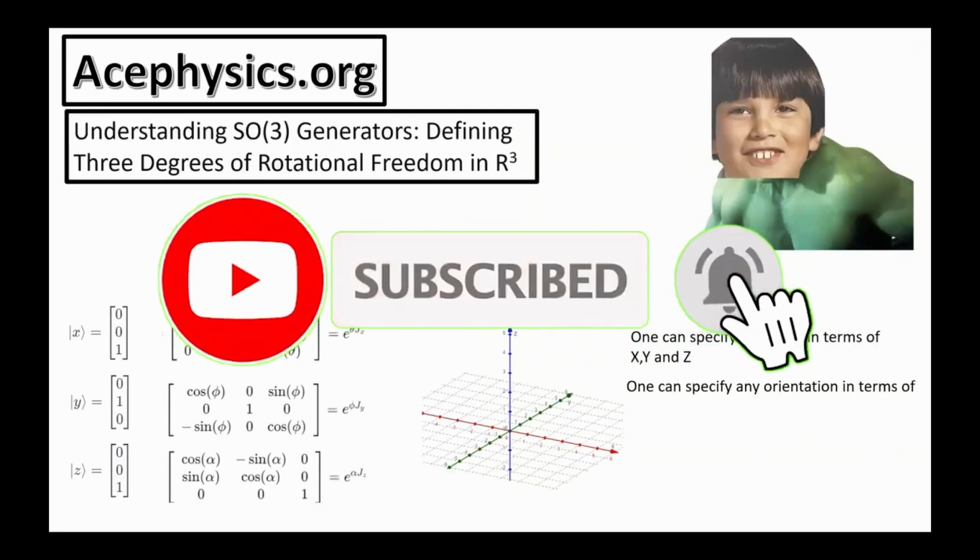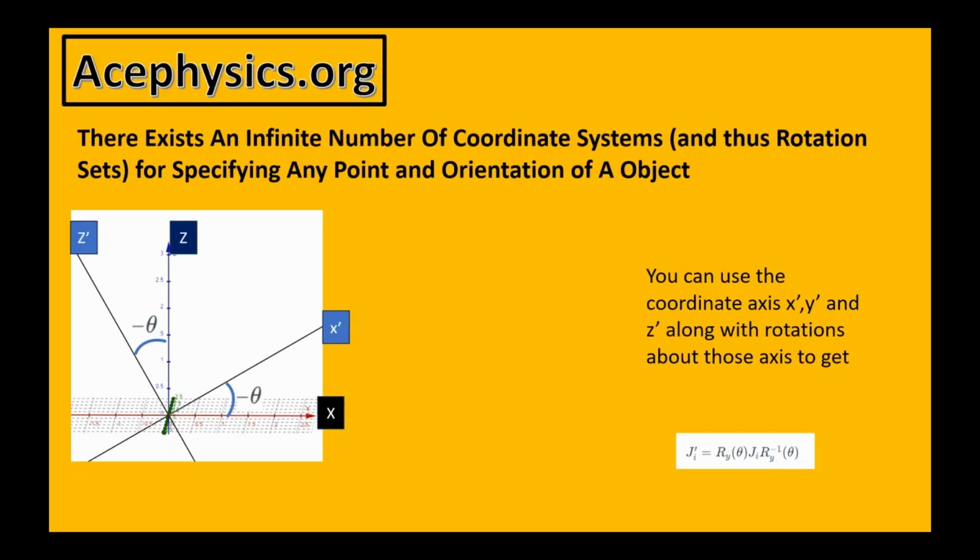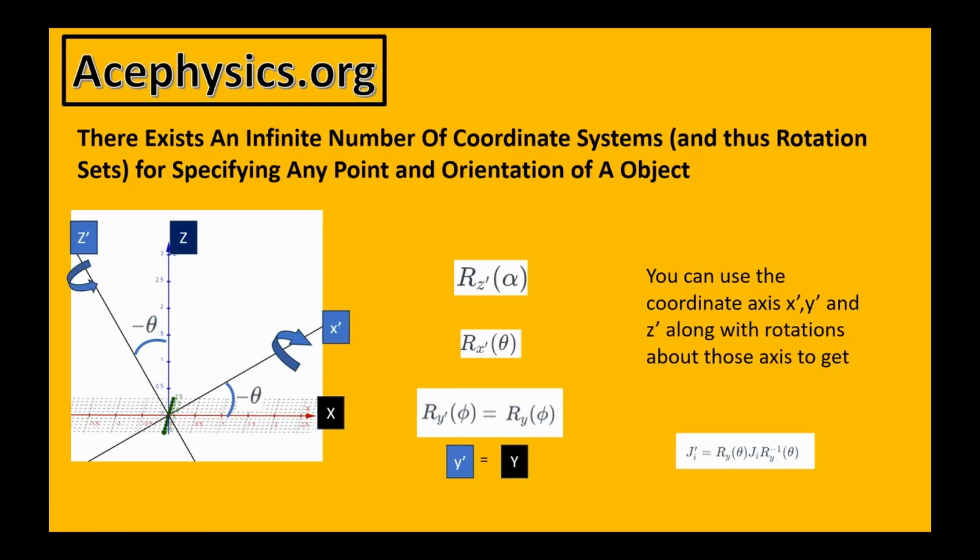On this slide, I want to have a brief discussion about how we define the 3 degrees of rotational freedom in R3. One can specify any point in terms of x, y, and z. One can specify any orientation in terms of a rotation about the z-axis, a rotation about the y-axis, and a rotation about the x-axis. It turns out there exists an infinite number of coordinate systems and thus rotation sets for specifying any point and any orientation of an object. For example, you can use the coordinate axes x prime, y prime, and z prime along with the rotations about these axes. Rotation about x prime, rotation about z prime, and rotation about y prime stays the same, and these also specify the orientation of an object.